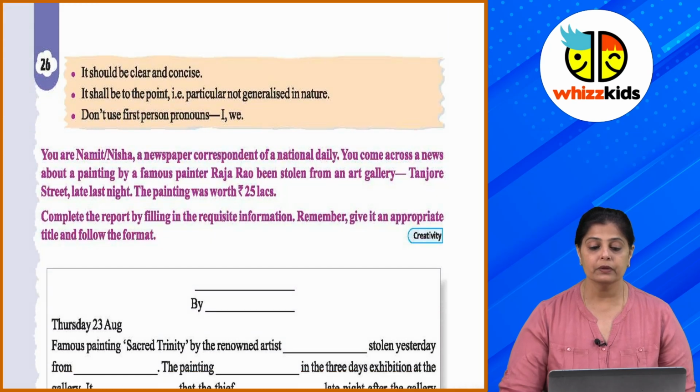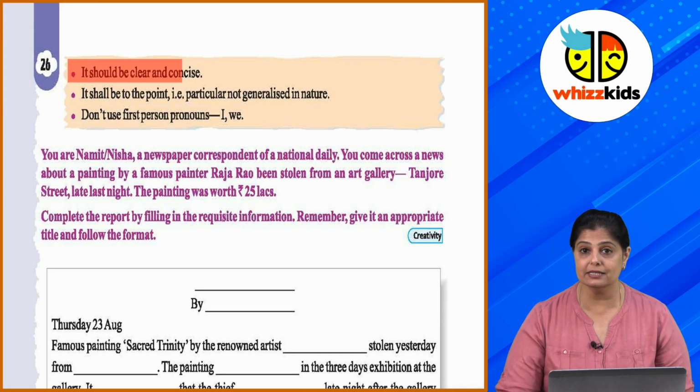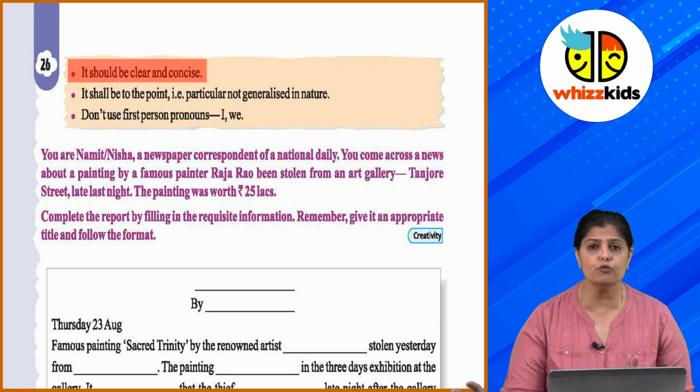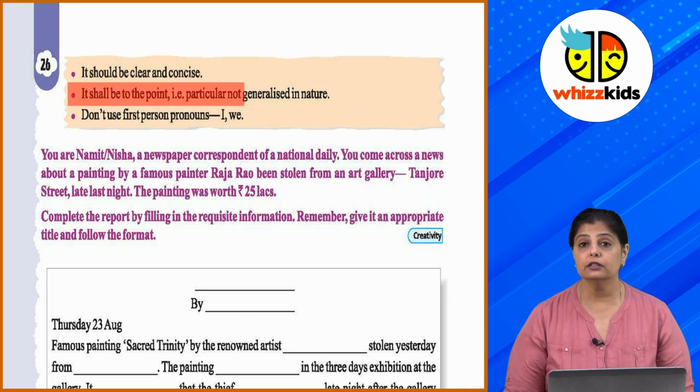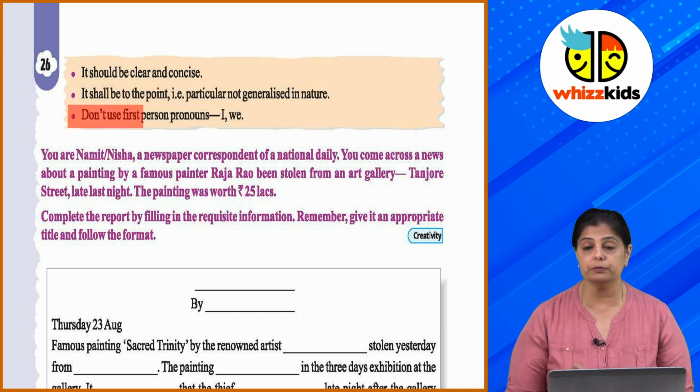Okay, now it should be clear and concise. Okay, you don't have to write too many details. It has to be clear, concise. It shall be to the point, that is particular, not generalized in nature, and do not use first person pronouns like I or we. Okay, it has to be a generalized thing.